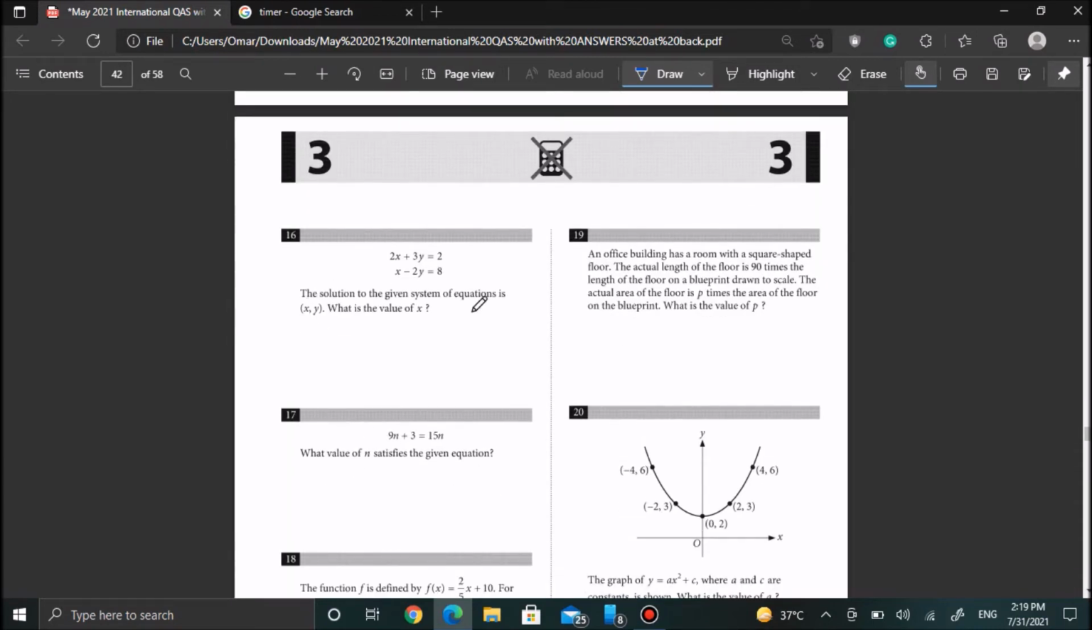Okay, what's the value of x? Well, it's the value of x. So let's quickly get the value of y and substitute for x. Subtract both equations. 2x minus x is x. Oh, what am I doing here? Okay, wait.